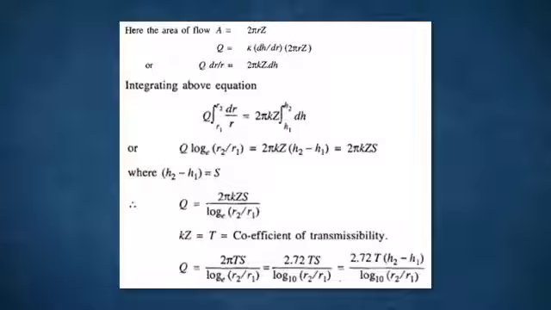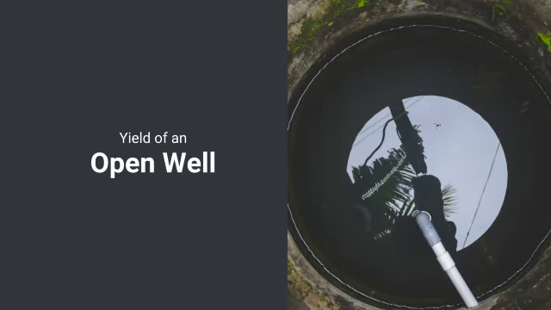Q is equal to 2 pi T S divided by log e in bracket r2 divided by r1, which is equal to 2.72 T S divided by log 10 in bracket r2 divided by r1. So it is equal to 2.72 T in bracket h2 minus h1 divided by log 10 in bracket r2 by r1. Yield of an open well.